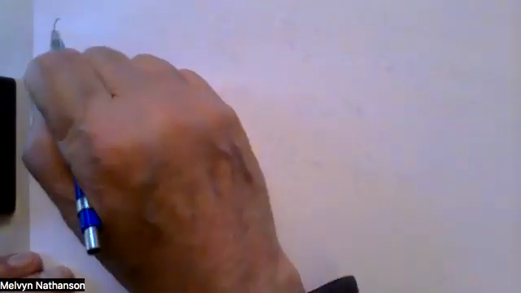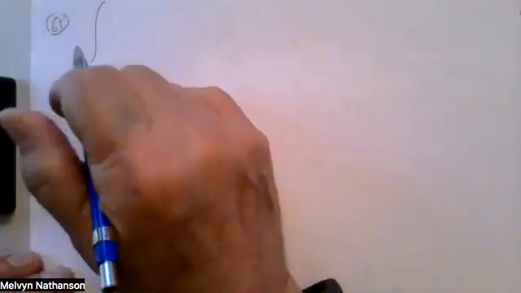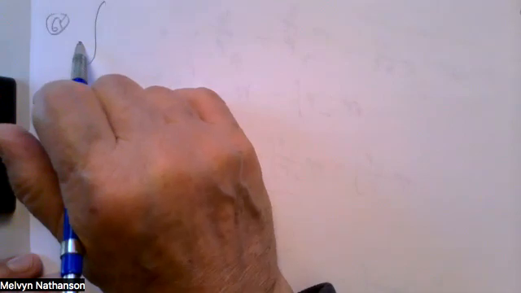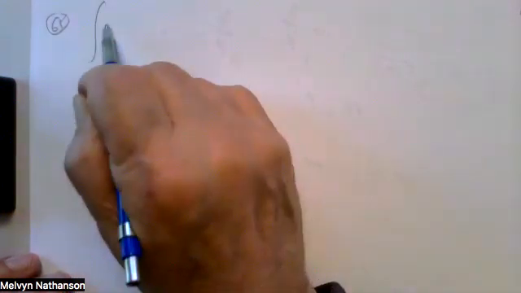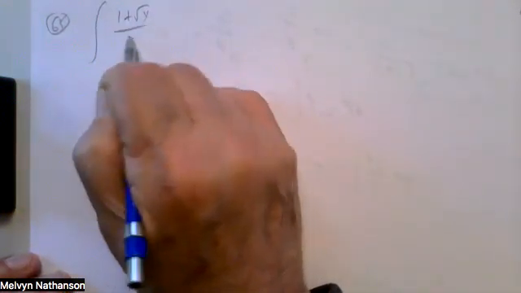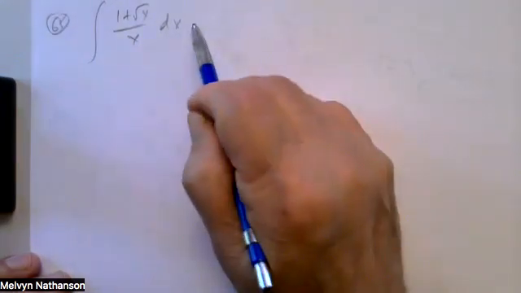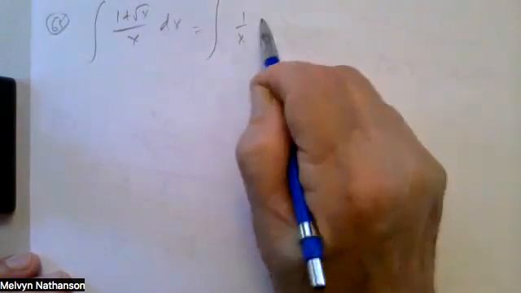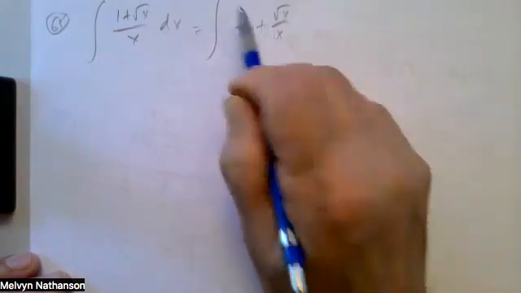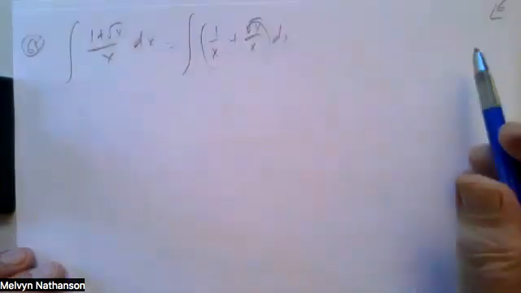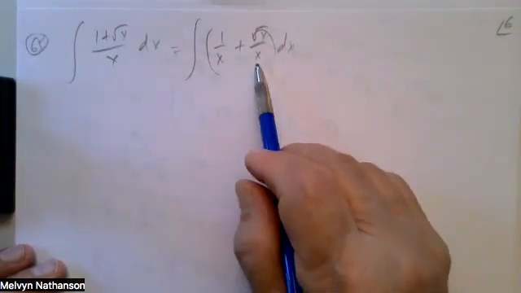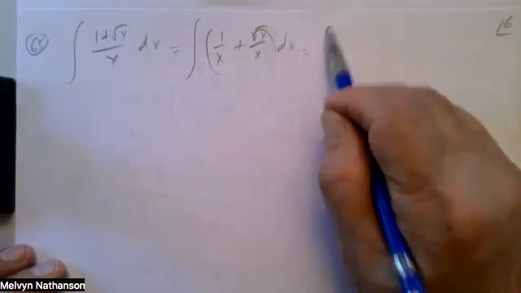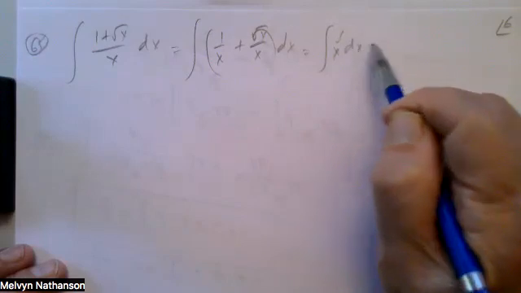How about this? Number 65. The integral of (1 plus root x) over x dx. Again, write this as a sum of two fractions, 1 over x plus root x over x dx. And write this integral of a sum as a sum of the integrals.